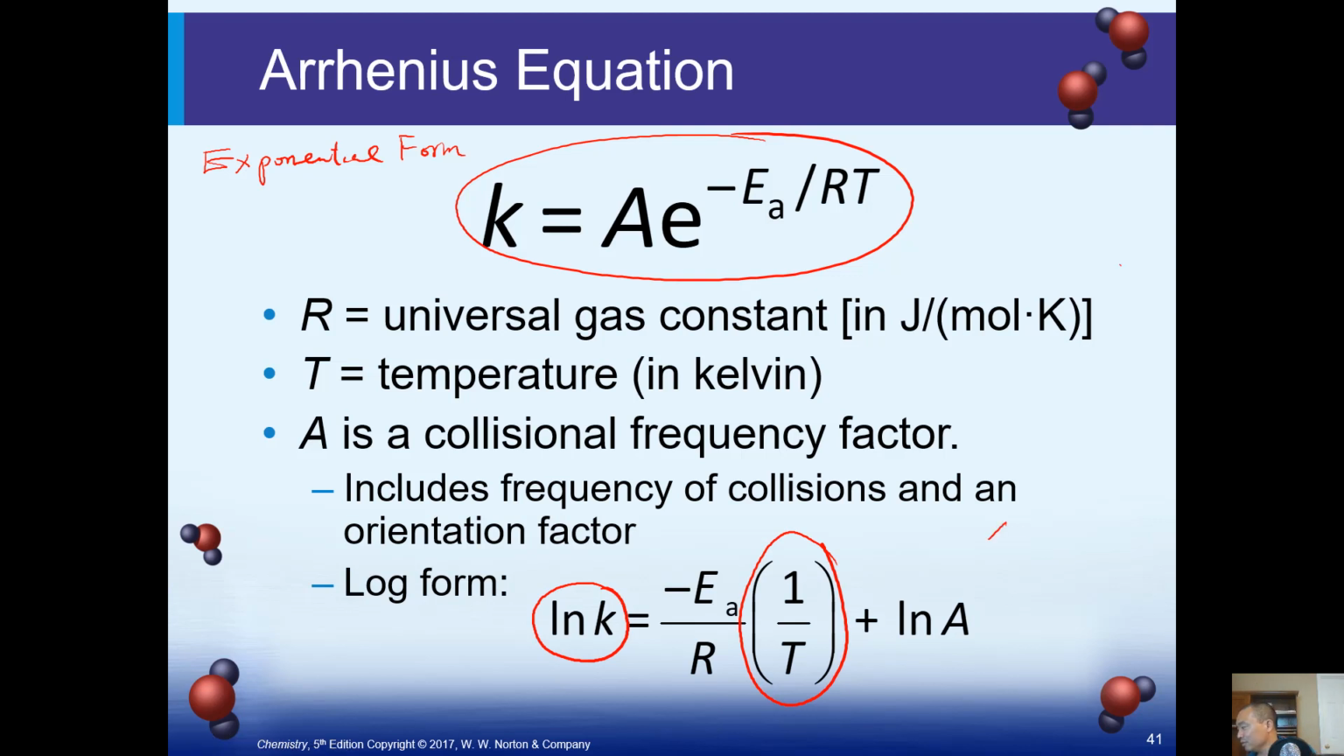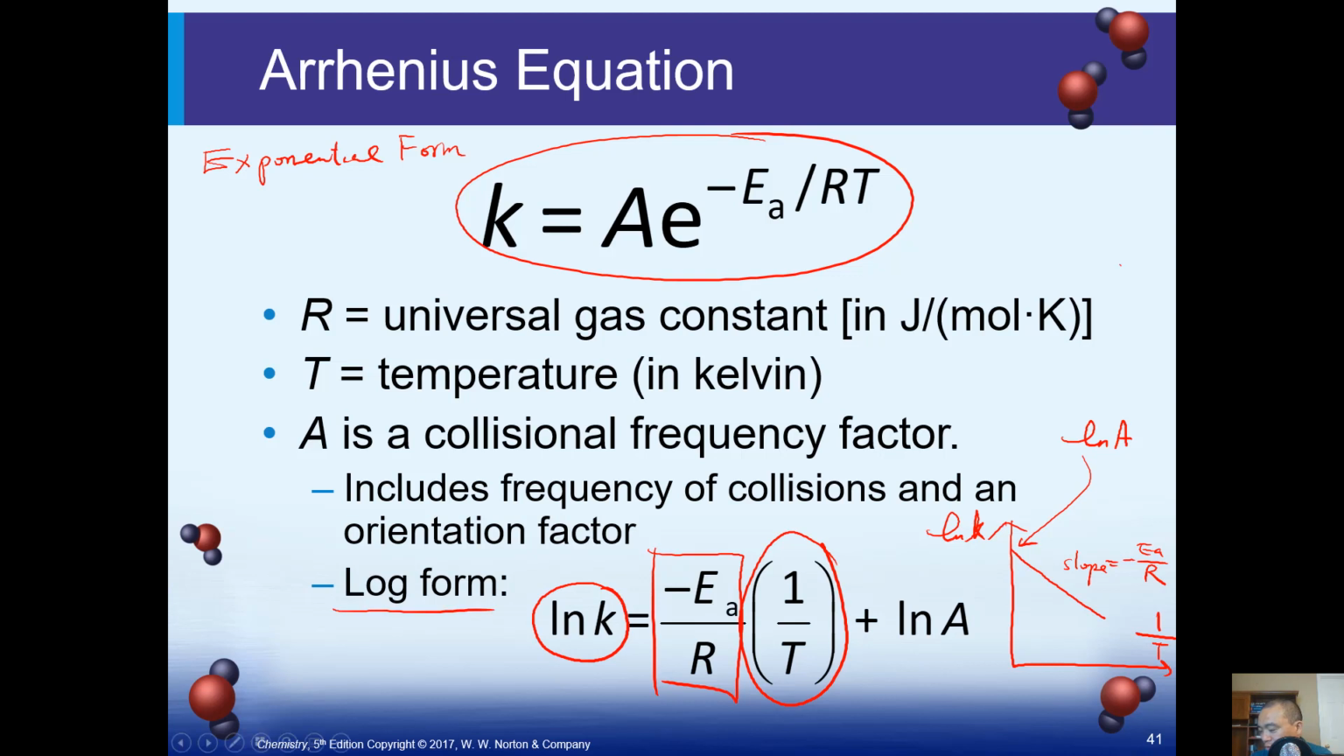So if you plot the natural log of k versus the inverse of T, you will have a straight line, and the slope is negative activation energy over R. The y-intercept is the natural log of the frequency factor A. Because when you plot the natural log of k versus inverse of temperature, it gives us a straight line, we call this the log form, or the linear form.